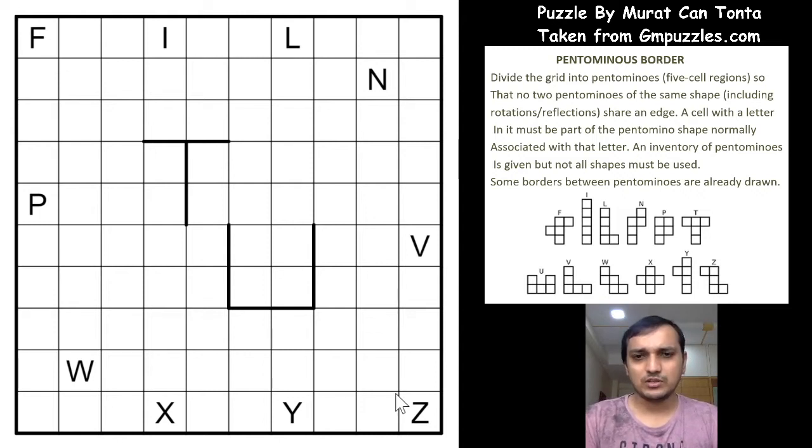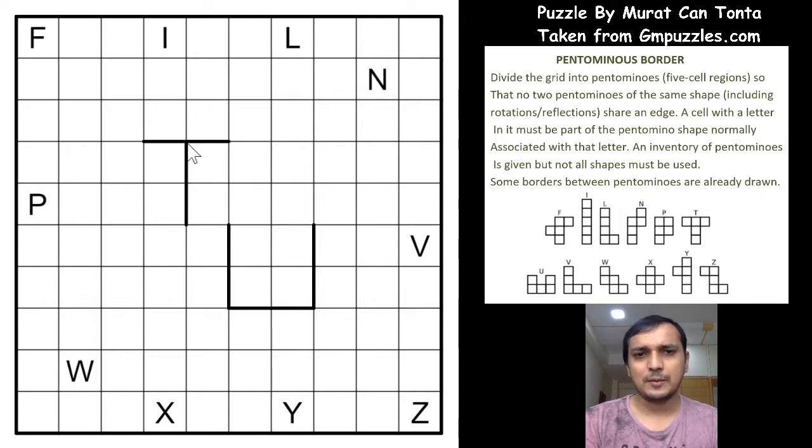Coming to the Pentomino border puzzle, the alphabets given are nothing but the shapes that will be formed with the 5-cell regions. An inventory of the 12 shapes is already given with the rules. You can have a look. F means there will be an F-shaped region, I means an I-shaped region. There are 10 alphabets here and 2 borders. A border means that between the two cells, both cells will be of different regions. You cannot have this cell and this cell in the same region, because there is a thick line differentiating them.